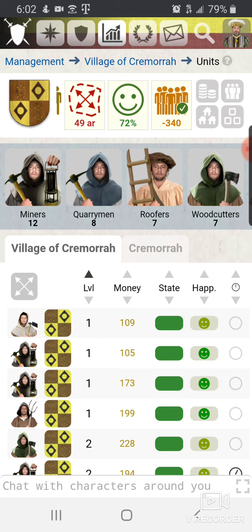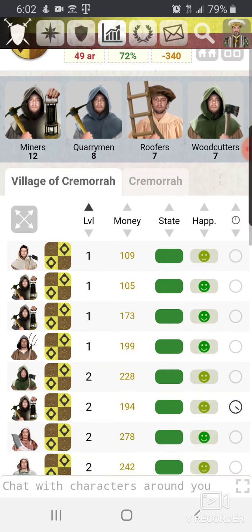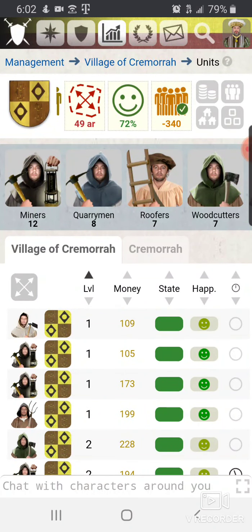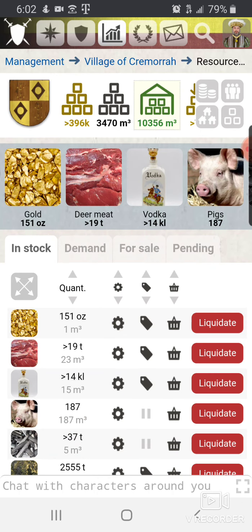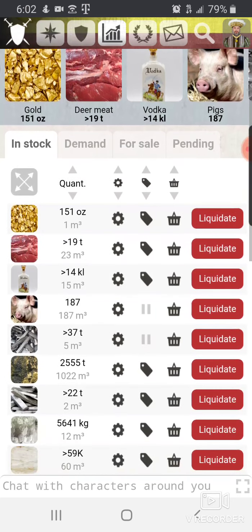When that negative 300 is bad, because when I get to negative 500, I will start losing units, so I'll have to fix that. And to fix that, actually, is our next tab, and that is the resources.